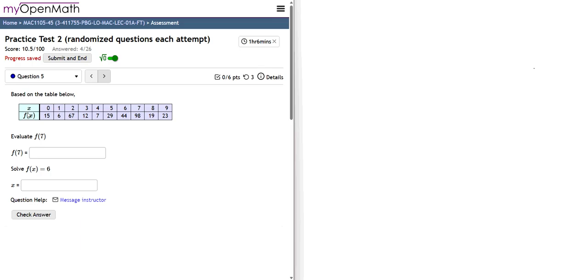Then the next one, based on the table below, we're going to find f of 7. So what we're going to do is look at where the x value is 7 and see what the y value is that it's paired with. So that's the answer for the first part.